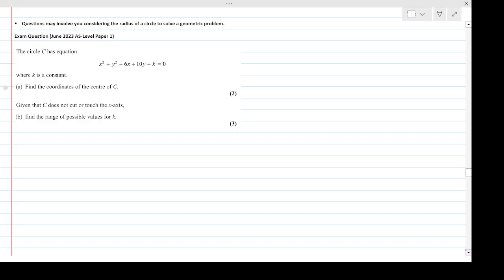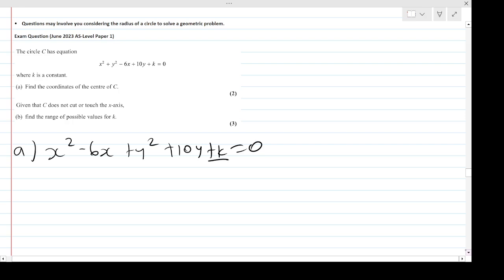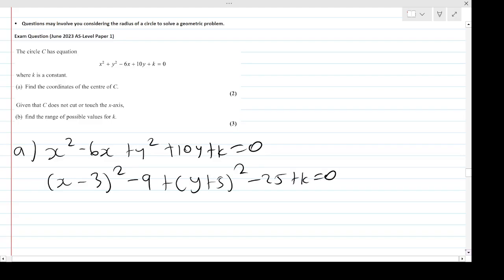So firstly, the circle C has this equation. Find the coordinates of the centre. Well, again, we need to complete the square in order to find the centre. So let's group the x parts together. Then we have x squared minus 6x, plus y squared plus 10y plus k equals 0. I'm not worried about the k at the moment, it's just a number. So we have (x minus 3) all squared, since half of minus 6 is minus 3, and then minus 9, plus (y plus 5) all squared, since half of 10 is 5, then minus 25 plus k equals 0.